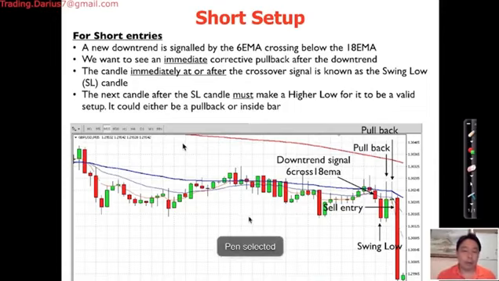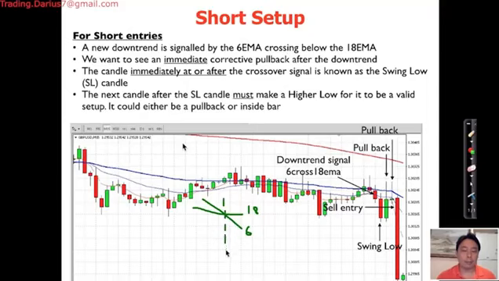So let me draw it for you. So again, imagine this is the 6 and the 18 EMA, right? So once you see that crossover, right at the cross, okay, or right after the cross, we want to see a swing low candle. So this would be the swing low candle. So again, what makes it a swing low? It must be the lowest point in this new downtrend. So it's going to be lower than the previous candle and lower than the previous candle, for example.